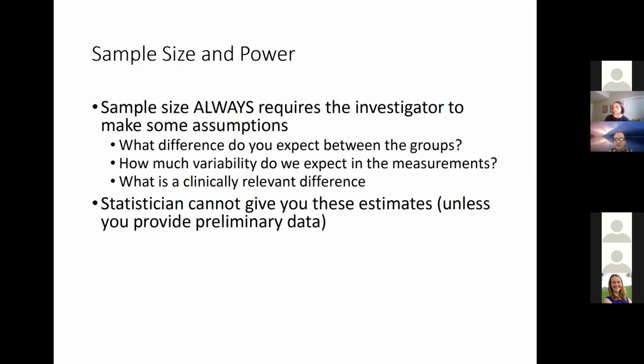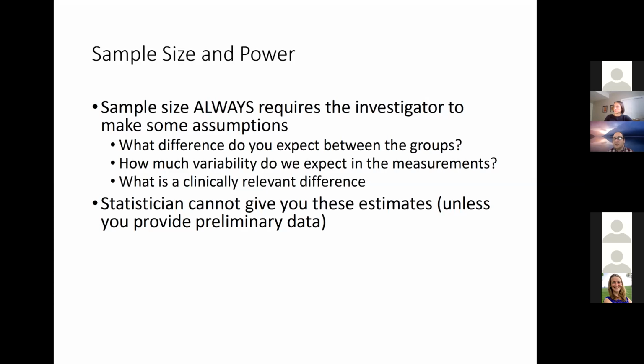Another key point is how much variability do we expect in the measurements? And this is measured by the standard deviation of the outcome. So how much spread is there about the center of the distribution of the outcome? And we'll look at some examples of this in a moment. And then, as I said, what is a clinically relevant difference? Because this is a distinct question from what difference do you expect, because if you expect a difference between the groups that's not clinically relevant, then that's another discussion. But it's important to go back and forth between these to make sure that we're coming up with a study that makes sense to do.